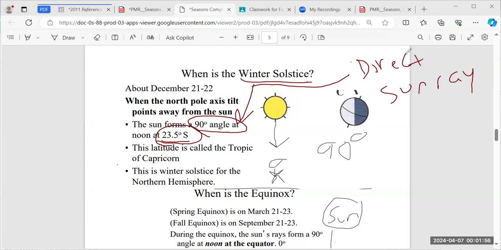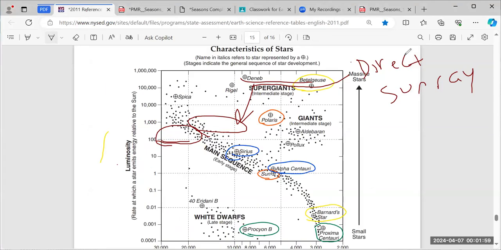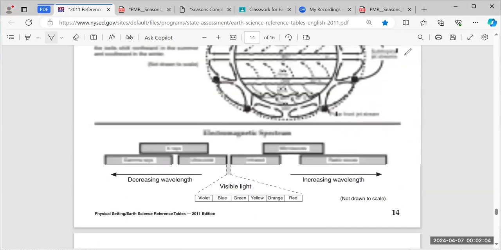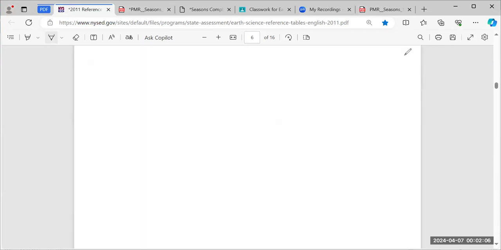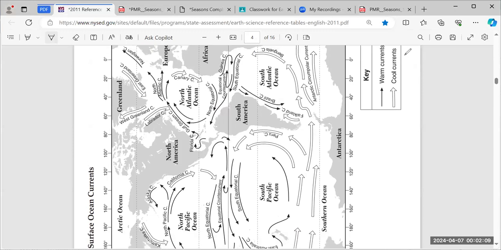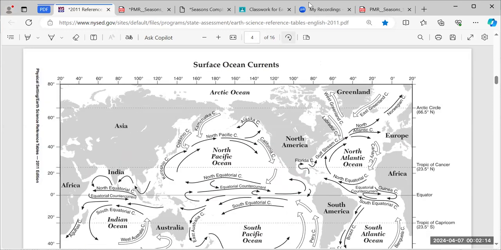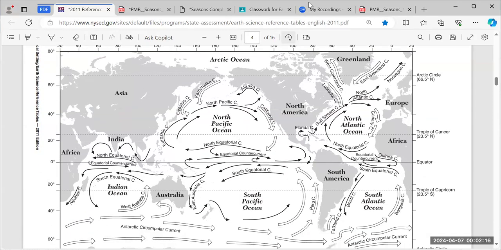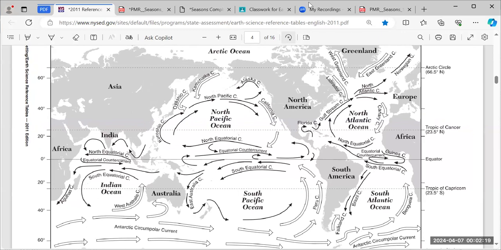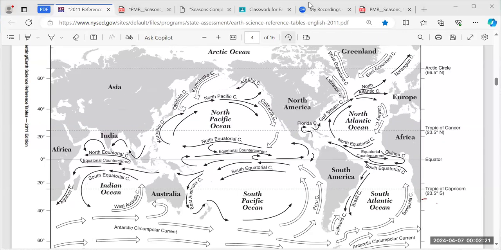So let's go to our reference tables real quick, and scoot over to page 4. And we see the latitude right here, 23.5 degrees south. So you don't have to worry about memorizing what is the Tropic of Cancer and what's the Tropic of Capricorn, because page 4 of the reference tables actually tells you.